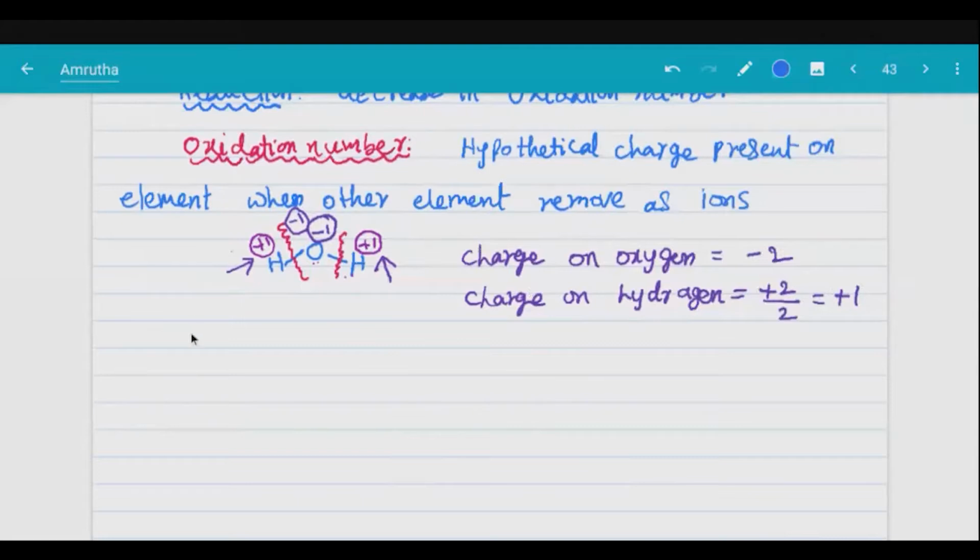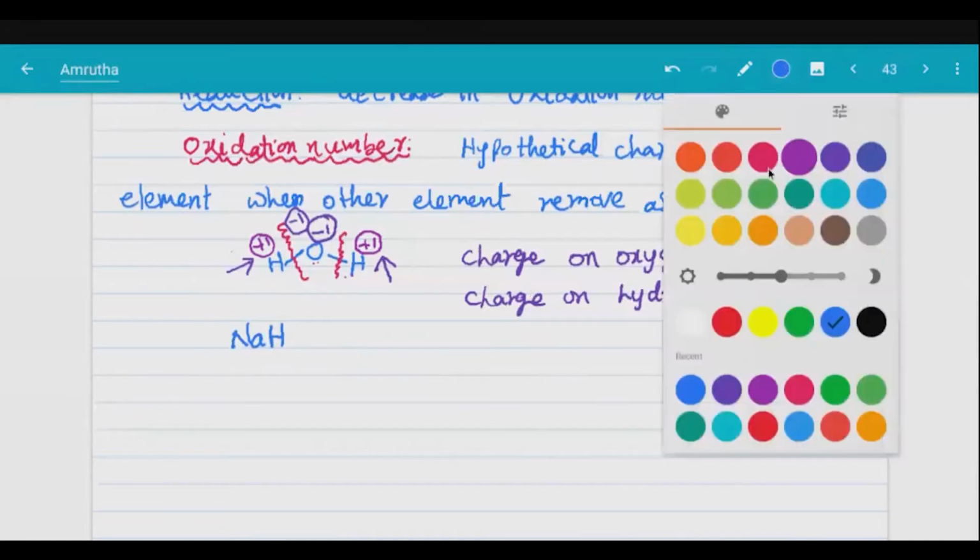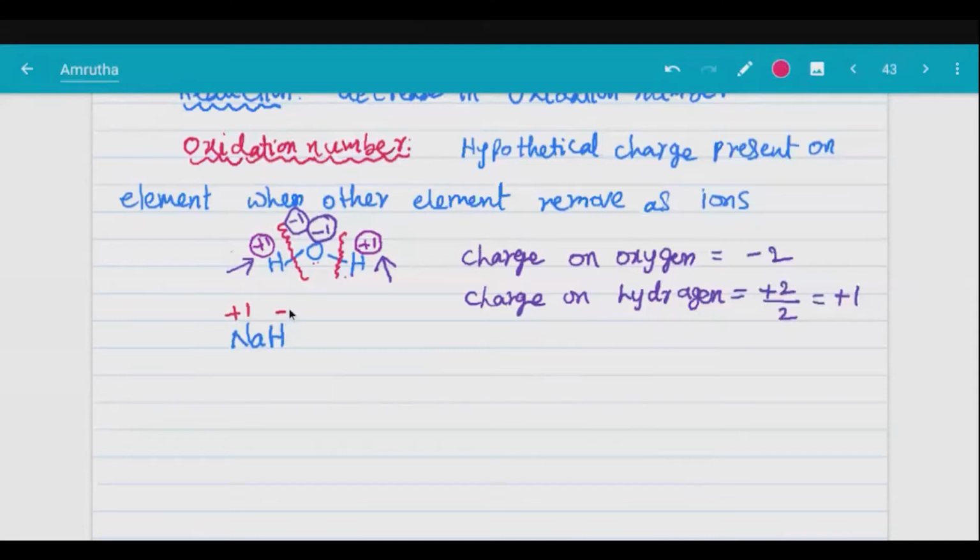Now if I take another example, sodium hydride. What is the charge on sodium? Can anybody tell me? Exactly, it is plus 1. There is no doubt. Sodium is plus 1, but hydrogen is minus 1 here. Look at these two examples. In the first example, water, hydrogen is plus 1, but in sodium hydride, hydrogen is minus 1. But why is there a difference?